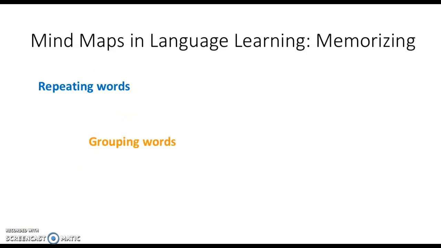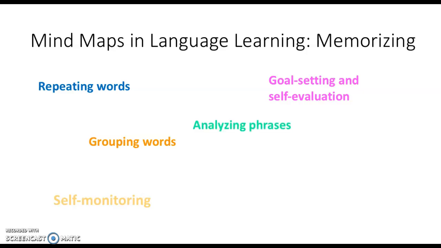In creating the mind map, we also group words in different categories, so to create associations. It also involves self-monitoring, where you are aware of which words you know and which words you perhaps don't know yet. This is linked to goal setting and self-evaluation. If you know which words you don't know yet, you can set a goal to learn them and quiz yourself to see how well you're doing.